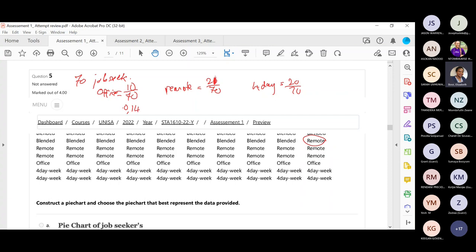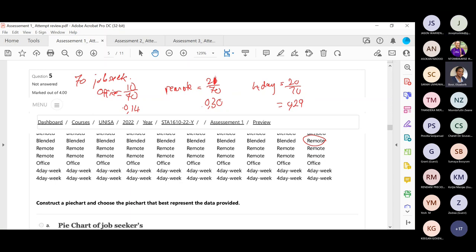I'm just gonna keep two decimals. The remote is gonna be 0.286, which is 29. And 4 day. No, listen, hold on. You said the remote is 21, right? It's 0.3, sorry. 0.3, yeah. And then a 4 day, it's 0.286, which is 29. Okay, yes.